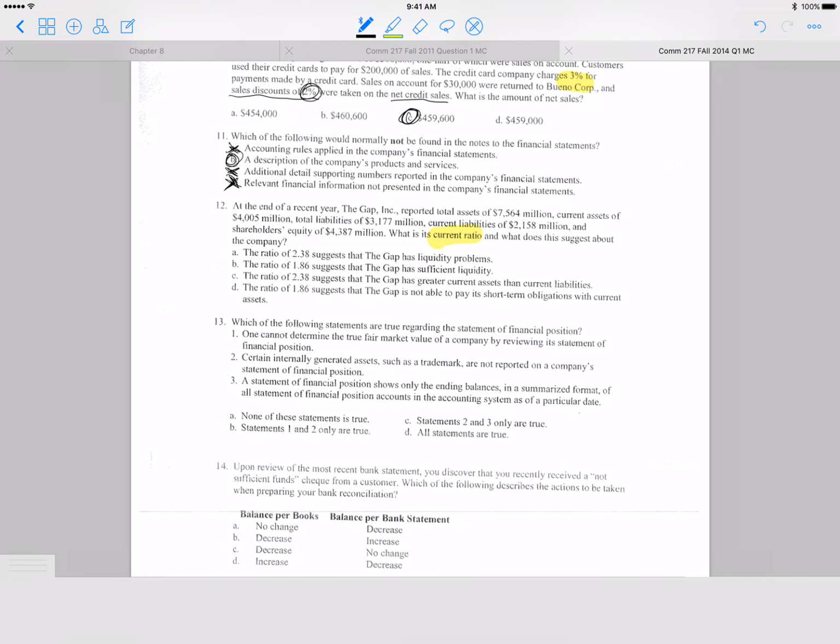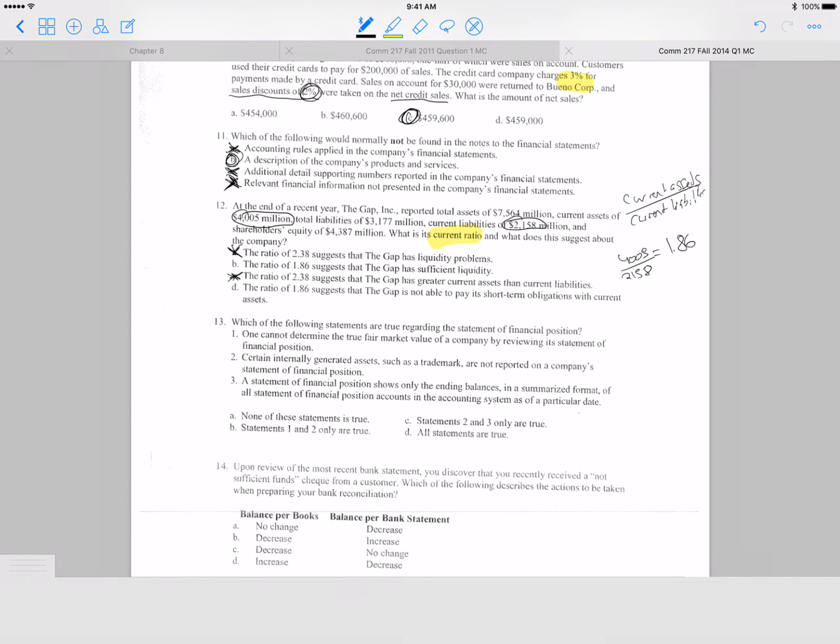Well, the current ratio is just your current assets over current liabilities. A lot of this information is actually not important because all we need to know is the current assets and the current liabilities. If we just divide these two numbers, we get 1.86. So this rules out A and C.